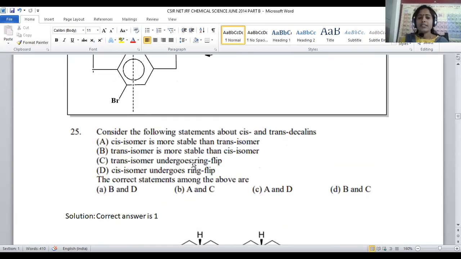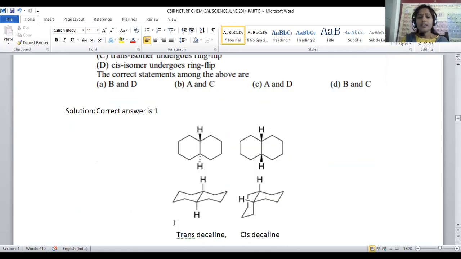So they mentioned the trans isomer undergoes ring flip. It is not a correct statement. The cis isomer undergoes ring flip is the correct statement, right? Being the highly unstable one, the cis isomer rapidly participates in ring inversion. Consequently, its conformation will be entirely changed. Options B and D are the correct answers. B, D are provided in the first one. For question number 25, option number 1 is the correct answer.